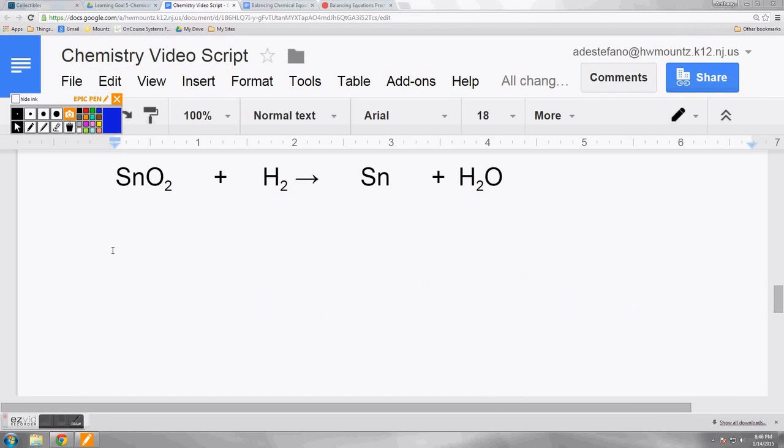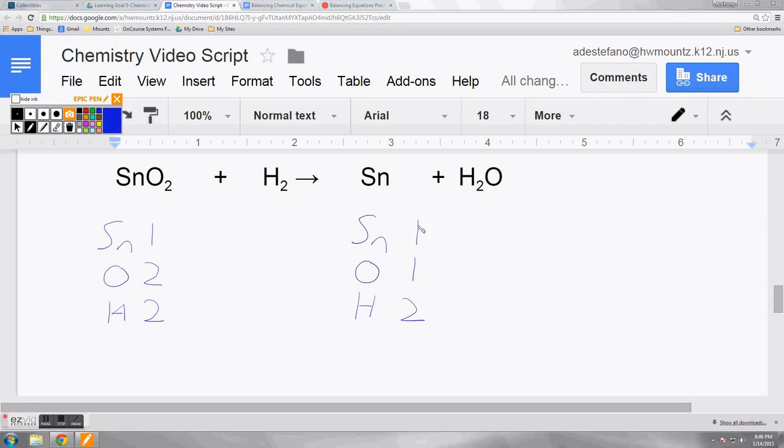So in this next equation, we're going to get a chance to see when you have to add a coefficient in the products and a coefficient in the reactants. So we start out by again writing down the different atoms we have. In this case it's tin, oxygen, and hydrogen. So in the reactants we have 1 tin, 2 oxygen, and 2 hydrogen, and in the products we have 1 tin, 1 oxygen, and 2 hydrogen.